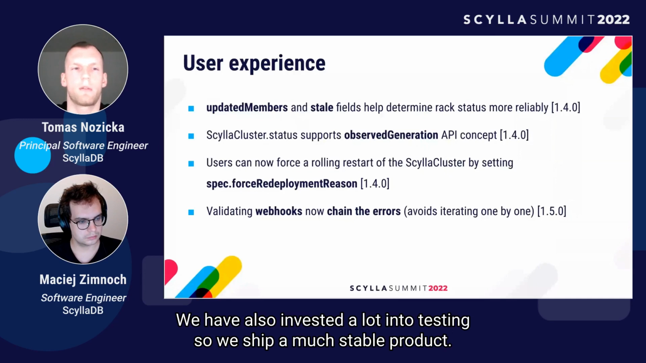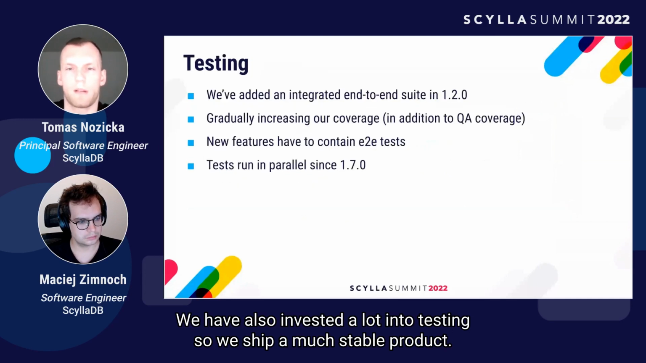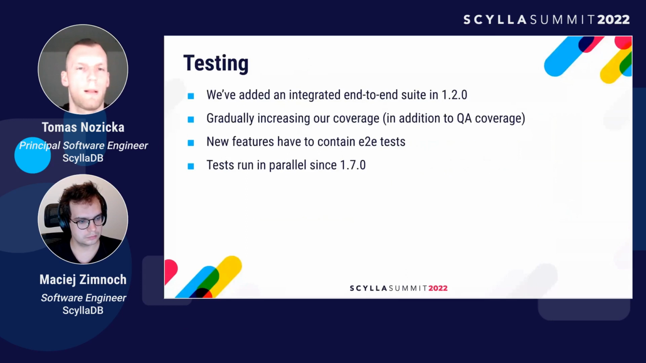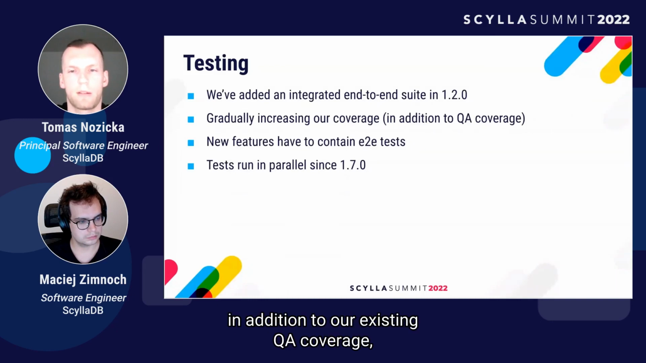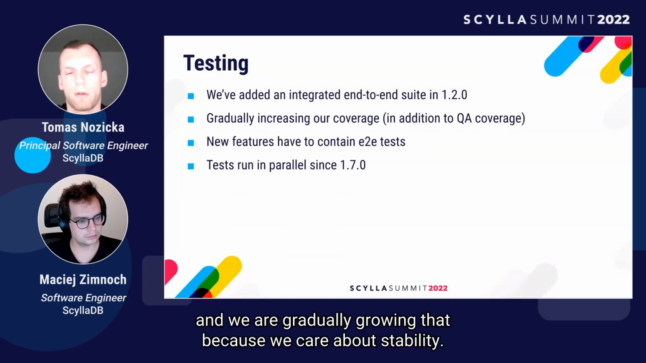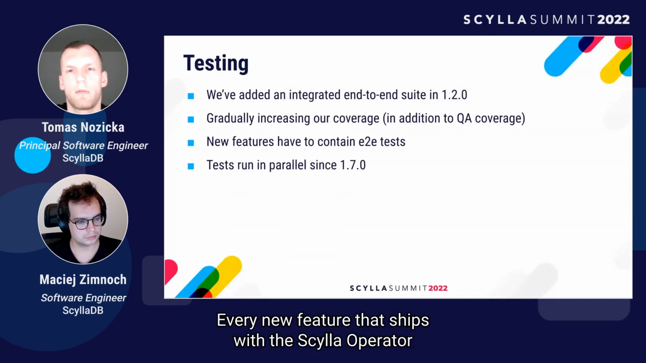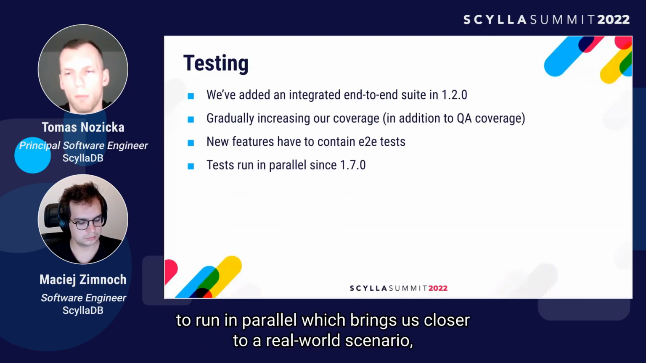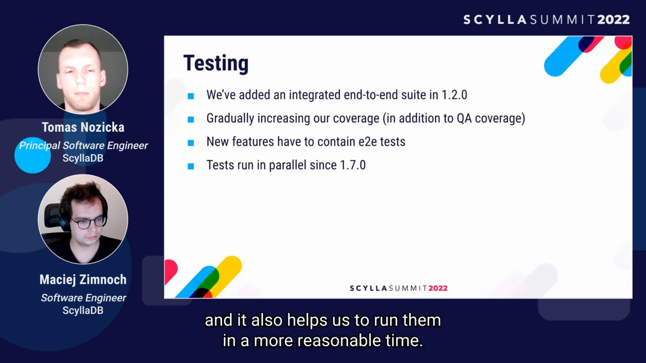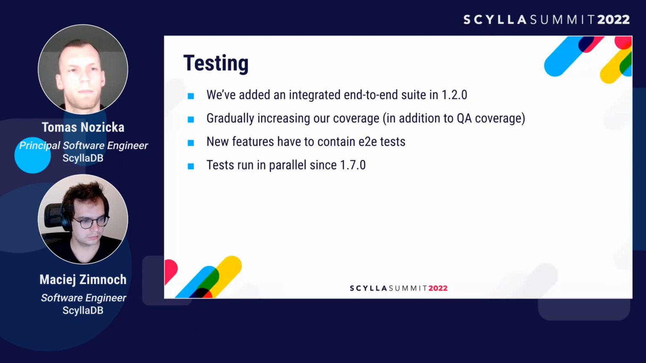We have also invested a lot into testing, so we ship a much more stable product. In 1.2, we have introduced an integrated end-to-end suite. That's in addition to our existing QA coverage, and we are gradually growing that because we care about stability. Every new feature that ships with the Scylla Operator is mandated to have an end-to-end test with it. We have also switched the end-to-end tests to run in parallel, which brings us closer to a real-world scenario, and it also helps us to run them in a more reasonable time.